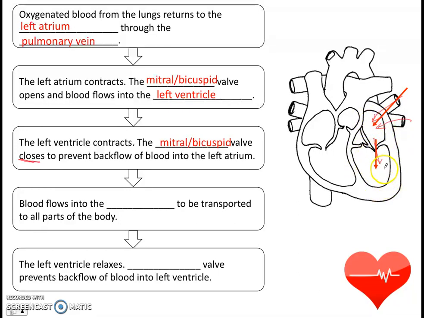Now, when the left ventricle contracts, blood will flow into the aorta, this blood vessel here, to be transported to all parts of the body. Later on, when the left ventricle relaxes, the semilunar valve over here will prevent backflow of blood from the aorta back into the left ventricle. And that is how blood flows through the heart.